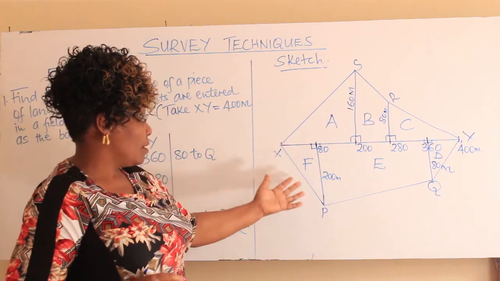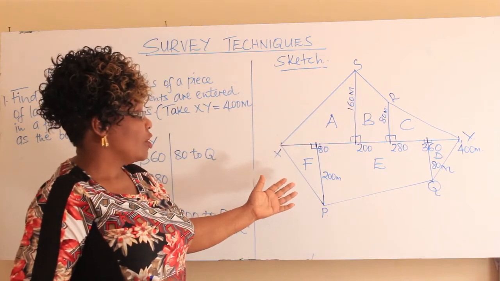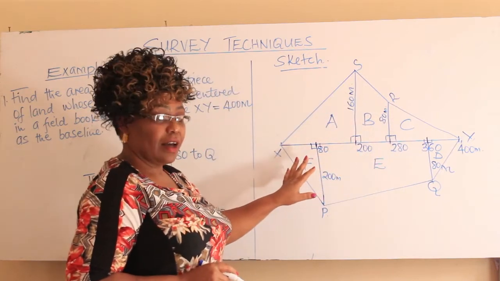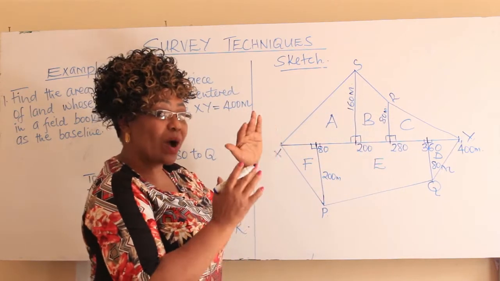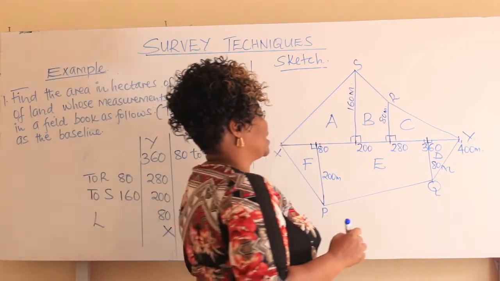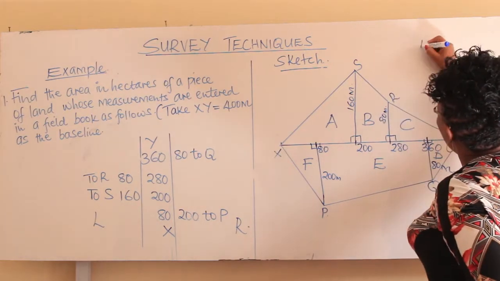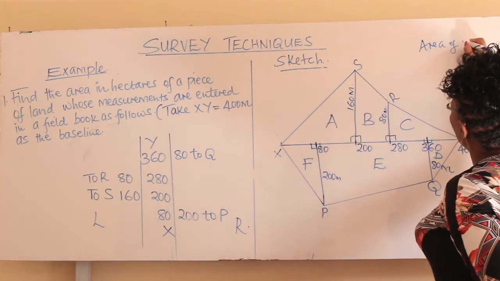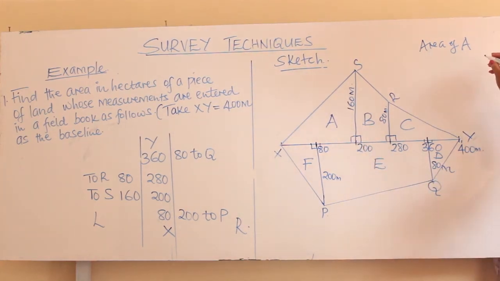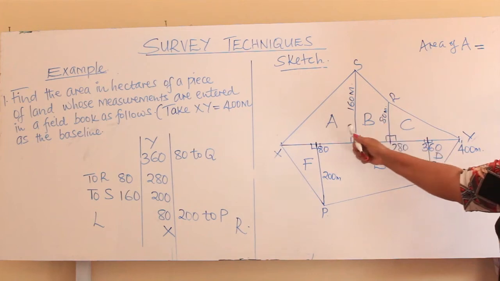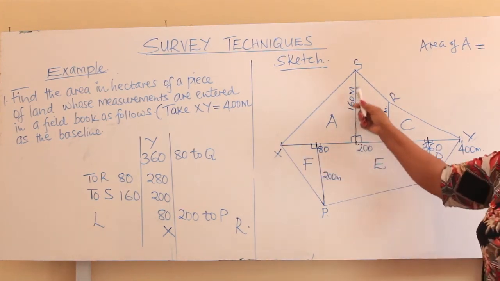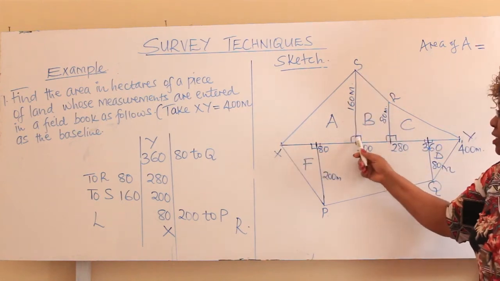So how do you find the area of this piece of land? You first find the area of all these plain figures, and finally you add to get the area in meters squared. So let us do it. What is the area of A? This figure here is a triangle, therefore our area is a half times base times height.